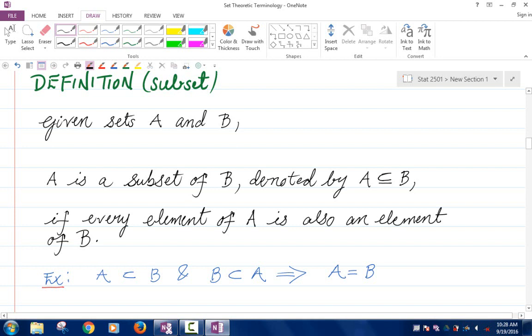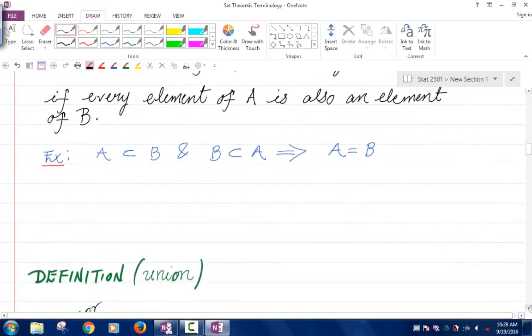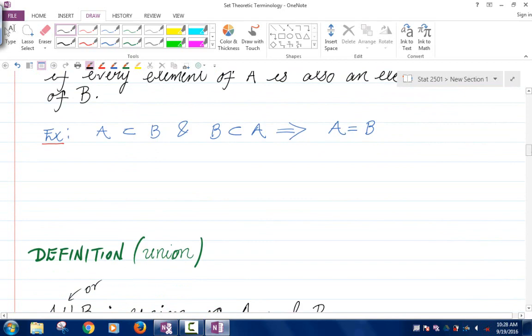Right? So A is contained in B. That means all the elements of A are contained in B. B is contained in A. It simply tells you all the elements of B are in A. So they must have the same elements. So A contained in B and B contained in A simply implies that A and B are the same sets. Are we okay with that?